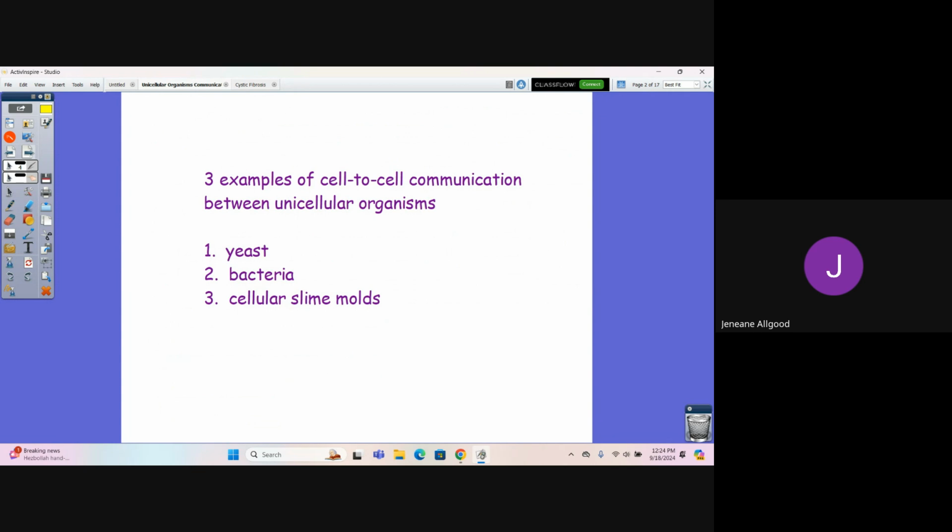Well, in all three of those, yeast, bacteria, and cellular slime molds, they don't have eyes. So they can't see how many others like them are around or where they are. So they're going to rely on chemical signaling to sense how many others are around and to convey a distress signal if conditions are not good. So we won't get through all three of these today. We'll at least get through yeast. We may or may not get through bacteria, and we'll probably save cellular slime molds for tomorrow.